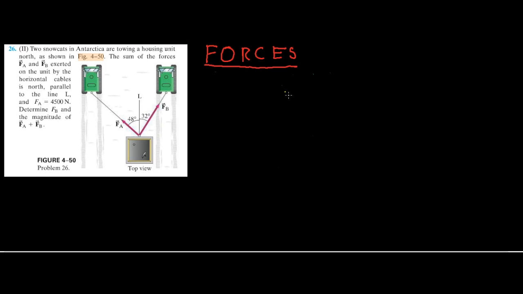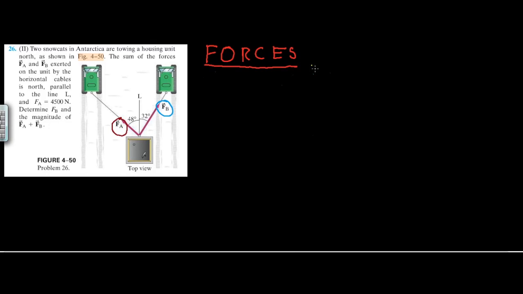So essentially what we see with this problem is it says 2 snowcats in Antarctica are towing a house unit. The sum of the forces, so the forces we see are force A right here, and then we also see force B. And it's important to note that these forces are both being pulled at an angle. So it's pulling this housing unit right here.